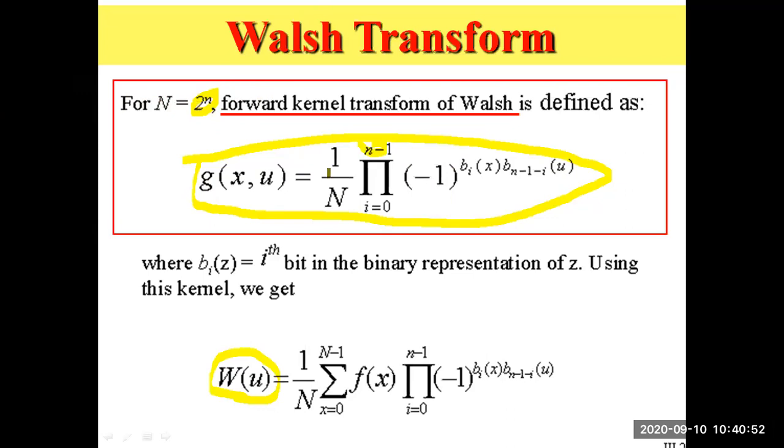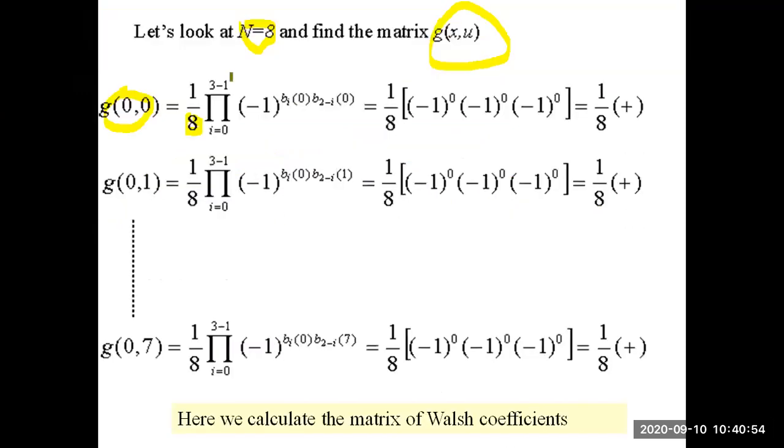2 power 3. So what is the value of small n? 3. n minus 1 is 2. Then we calculate the value for u equal to 0 and x equal to 0, so it is 1 by 8. How many values are there? 3 values. How many times are we changing?